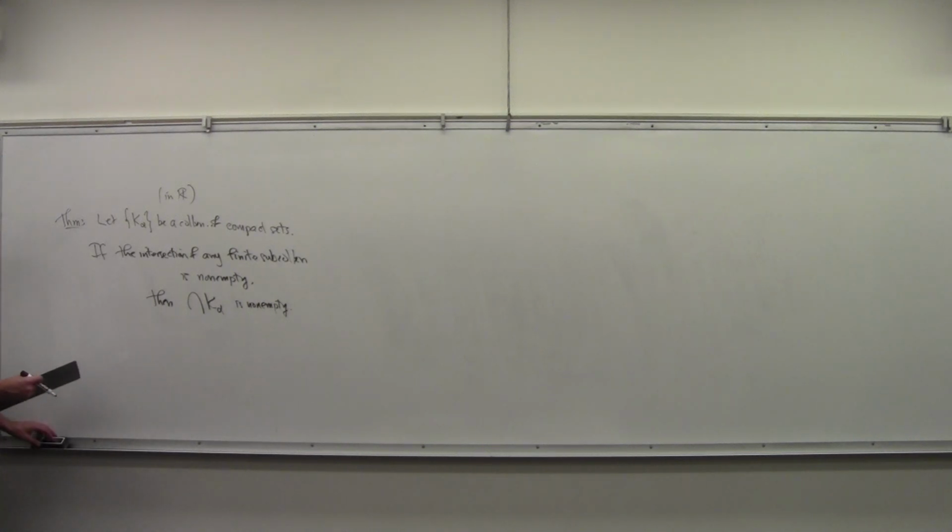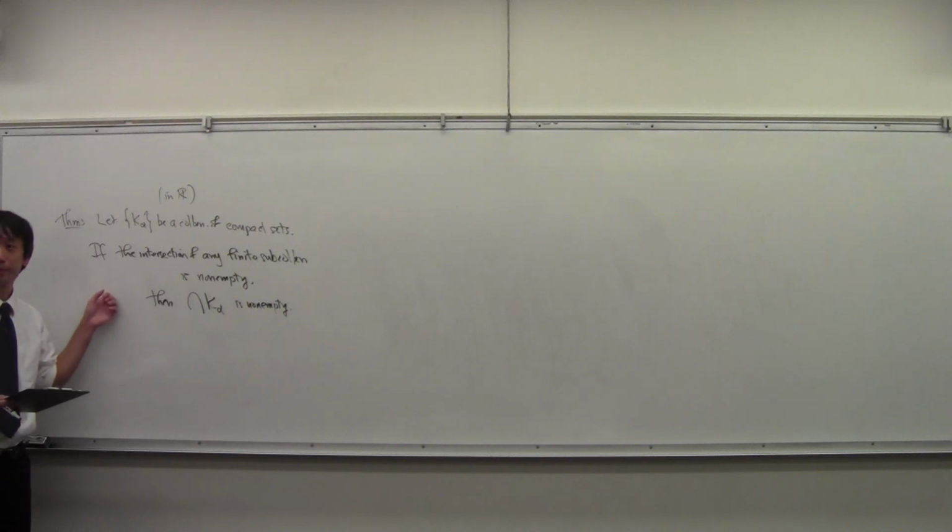Let me give an example because we don't have much time today. Let A sub n be (0, 1/n). If you intersect all of these, there's nothing in there. There's no point that lies in all of the A sub n's: (0, 1), (0, a half), (0, a third), (0, a quarter), (0, a fifth), etc. However, if you intersect any finite number of them, you just get the smallest one. So no, it's not true for all sets, but it is true for compact sets.